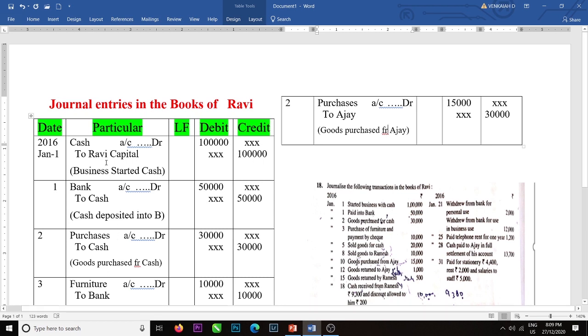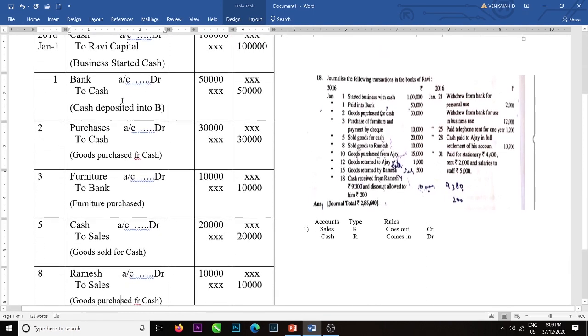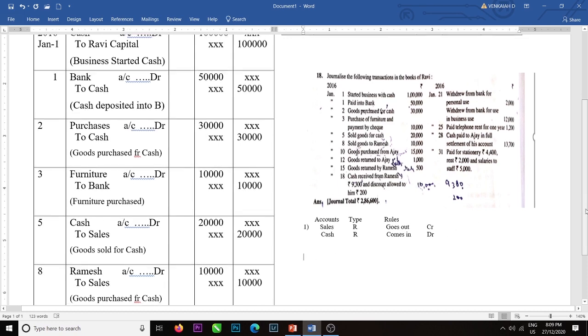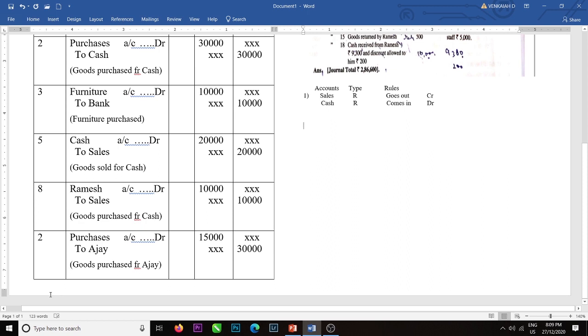Before that, please check once again all these journal entries, whether you have recorded them or not. Look at that date, first and second, third, fifth, eighth. Look at that entry. This entry is on 10th.